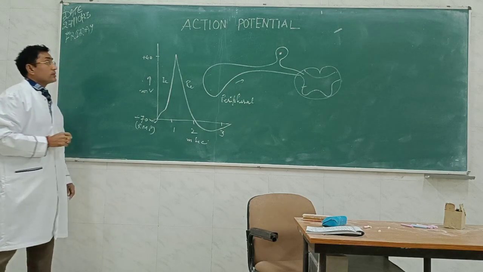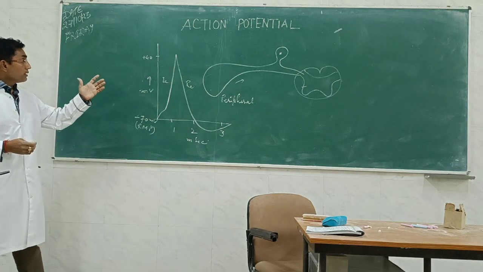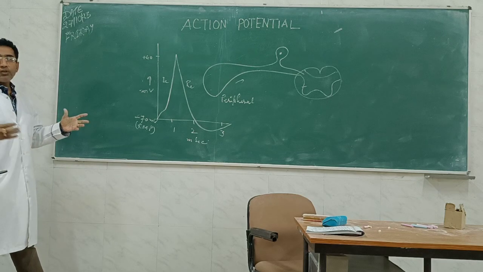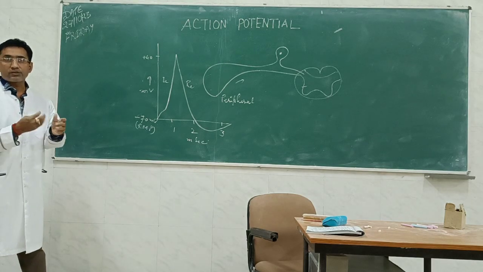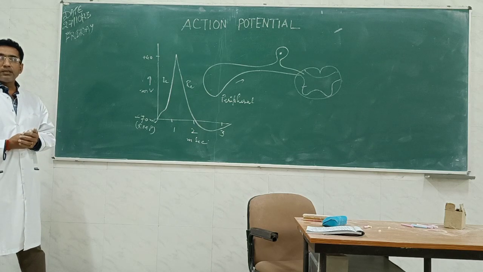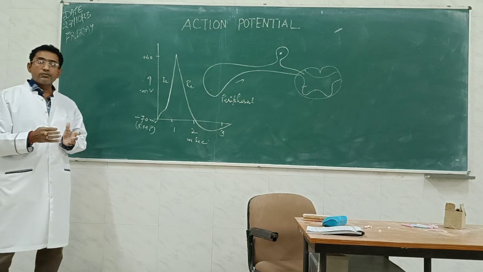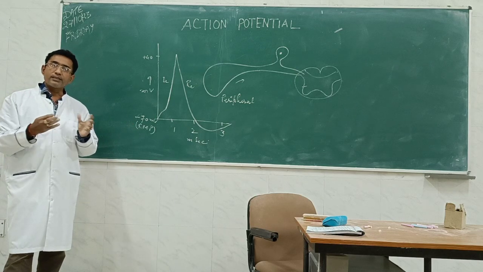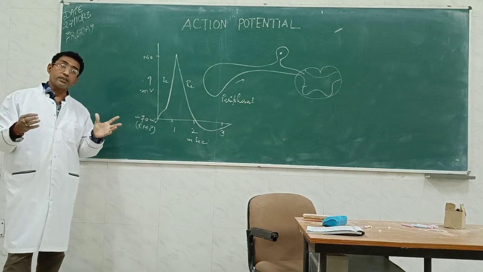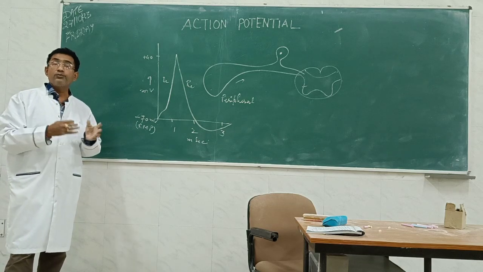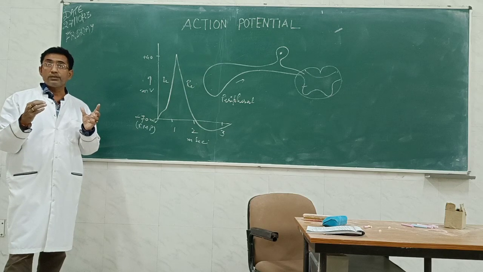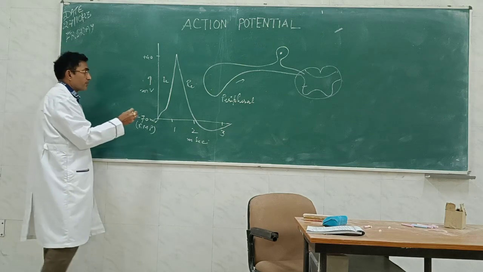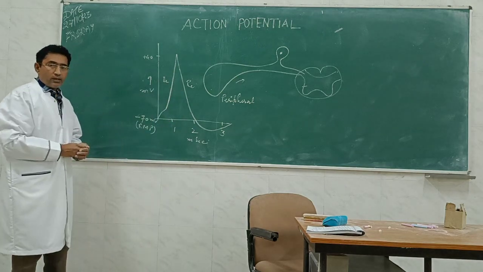Now, how can we look at the development of action potential? As we all know, if we just touch, sometimes we cannot realize whether touch is there or not. But sometimes we can realize touch is there. If we are not able to detect that the touch is there, then in that case, action potential is not there.